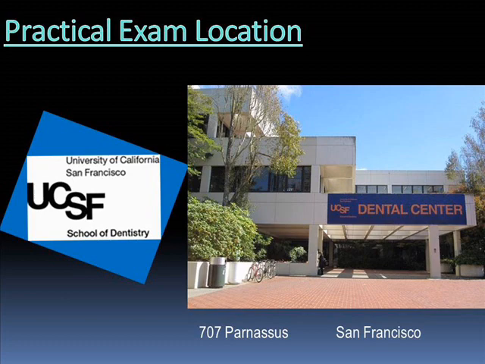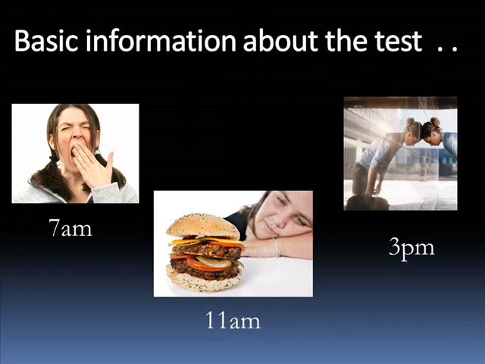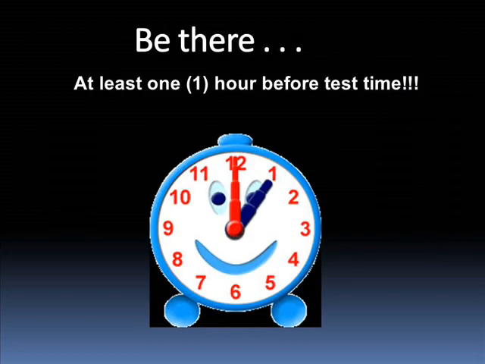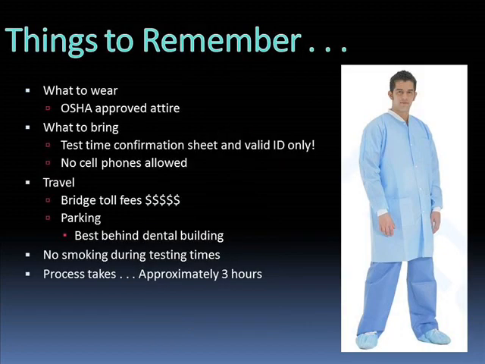There are 3 different test times you're going to get. You're going to get either 7 o'clock in the morning, 11 o'clock in the morning, or 3 o'clock in the afternoon. The test is offered 3 times a day and typically 2 days during each exam cycle, both Saturday and Sunday. You want to make sure that you're there at least an hour before the exam starts. So you have plenty of time to find us, pick up your kit, go through it, make sure you have everything you need, and get into the test on time.